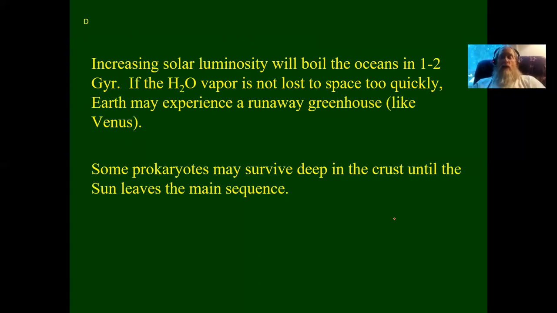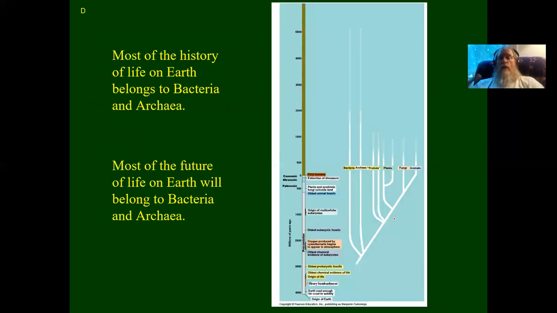So what could potentially survive this? Well, before the oceans boil, you could have anaerobic microbes surviving in the oceans, but now there are no oceans. So maybe some anaerobic prokaryotes deep in the crust, kilometers deep, might be able to survive until the sun's main sequence phase of its life is over. And when we get to the stellar evolution unit, we'll talk about that.